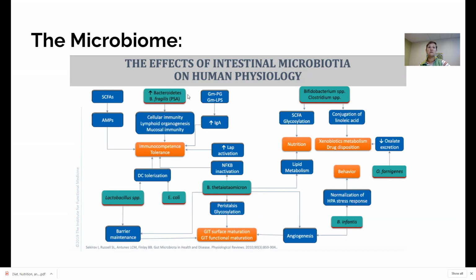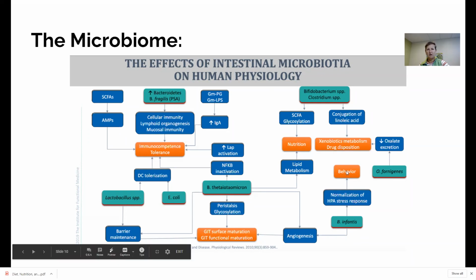When we look at different species of bacteria in our gut, the Bacteroides really play a role in our immune system. So does Lactobacillus. Most people have heard of that in relation to yogurt. E. coli is important for us, but E. coli can cause, as we know, bladder infections, probably the most common cause. Other bacteria here have to do with drug metabolism, with nutrition, and with different things in our behavior. And there's angiogenesis, which is creating blood vessels.